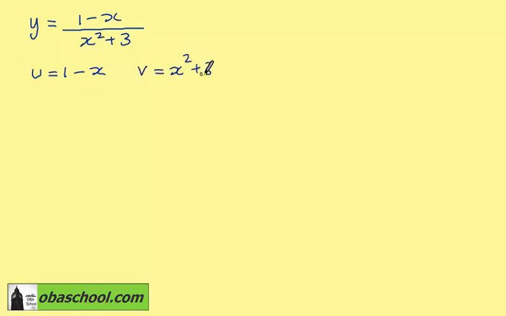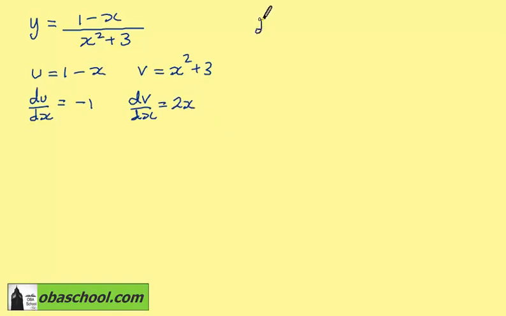In this example, we want to find the coordinates of the turning points of y = (1 minus x) over (x squared plus 3), and we want to determine the nature. So here we have a quotient. u is 1 minus x, and v is x squared plus 3. That means du/dx is equal to minus 1, and dv/dx is equal to 2x.